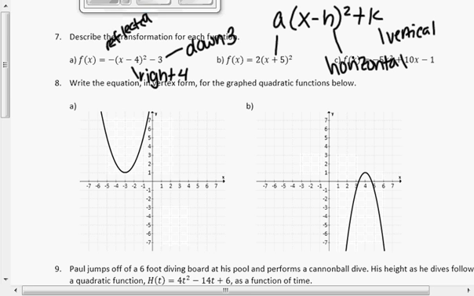If a is less than 1, it's a shrink. And if a is greater than 1, it's a stretch. And if a is a negative number, it's reflected.